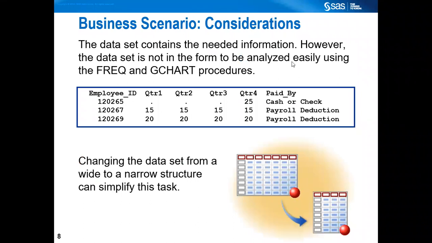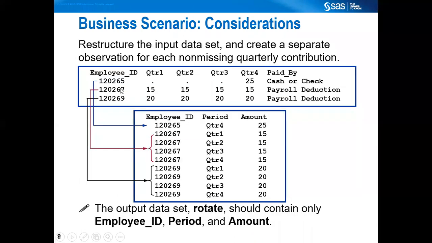So to create a frequency report, we have our input data donations, which is this table. Now this is a wide structure. First and foremost, you have to convert this wide structure table to a narrow structure table. Then only you can generate a frequency report on it. So changing the data set from wide to narrow structure can simplify this task. So this is what we are going to do.